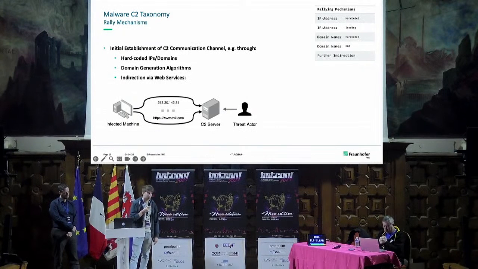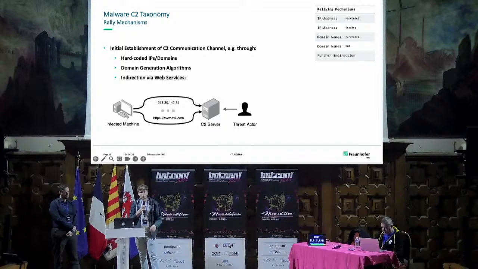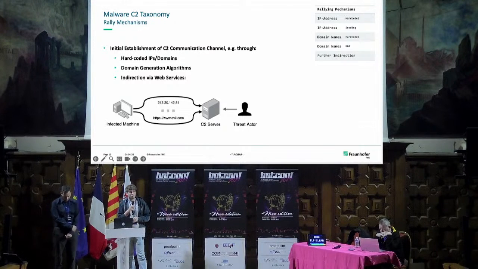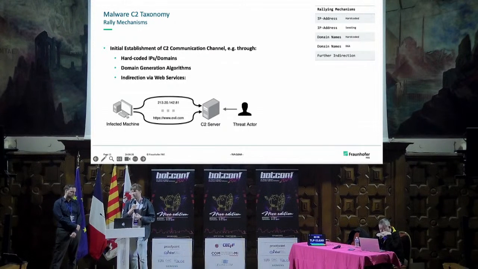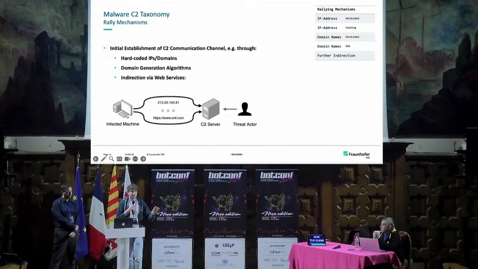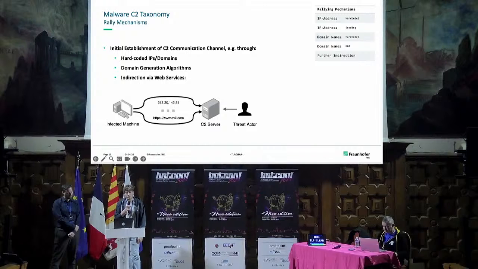Then we have rally mechanisms, which is the category we saw the most of in the past days, I think. For rally mechanisms, we are mostly interested in how the initial communication channel is established. This can be hard-coded IPs, domains, also DGAs. Daniel told me there's at least one around still. And also things like indirections via web services, etc. The main reason we saw them so much the past 2 days is that this is really interesting if you're thinking blocking, and it may also expose hints towards adversarial infrastructure.